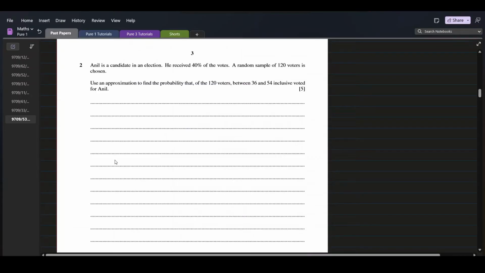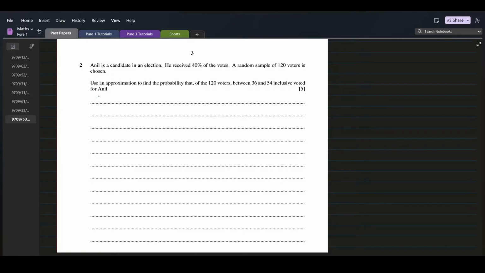Number 2. Anil is a candidate in an election. He received 40% of the votes. A random sample of 120 voters is chosen. Use an approximation to find the probability that of the 120 voters, between 36 and 54 inclusive voted for Anil.